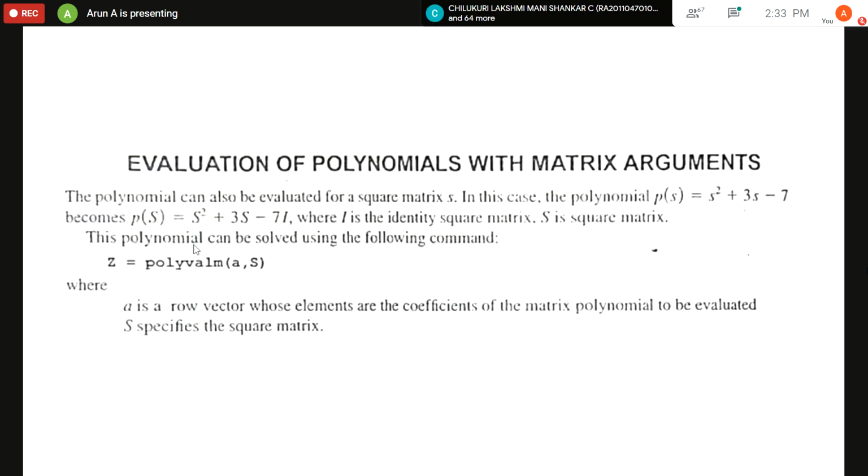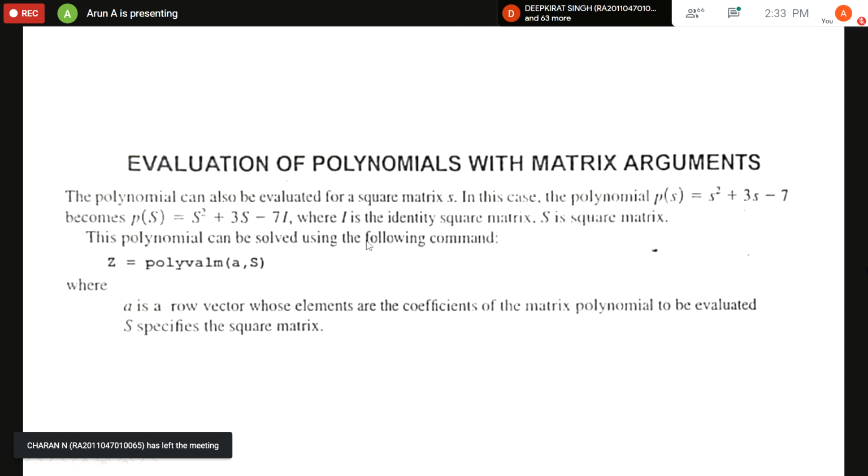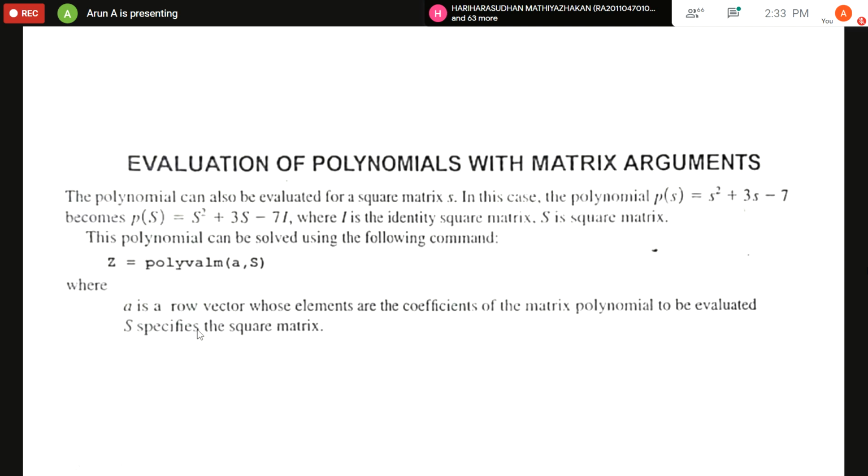P of S is equal to S square plus 3S minus 7L, the matrix, okay, where L is considered to be the identity square matrix and S is the square matrix. This L indicates the identity of the square matrix. Okay. The syntax is polyvalm A comma S. This is for evaluating with matrix arguments, where A indicates the row vector and S, you know it.